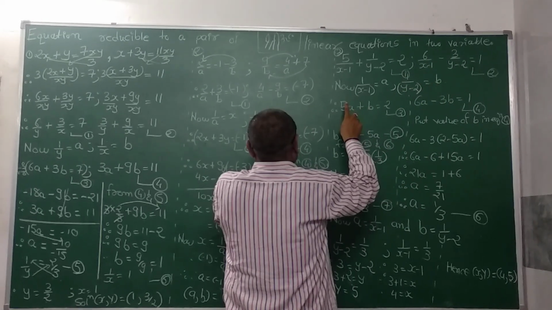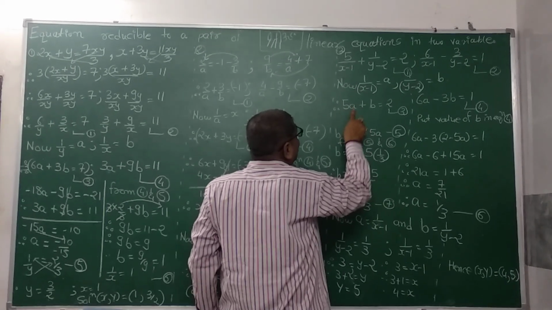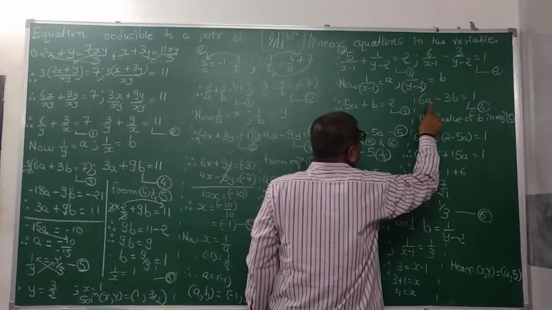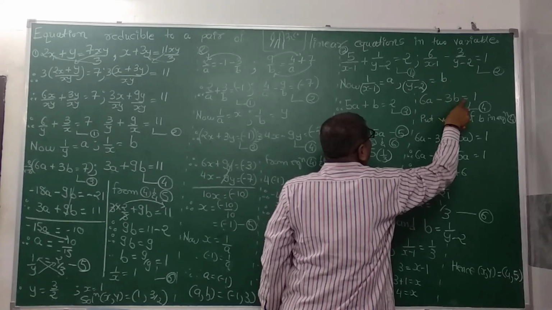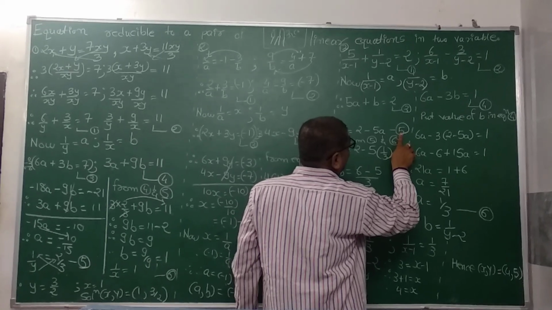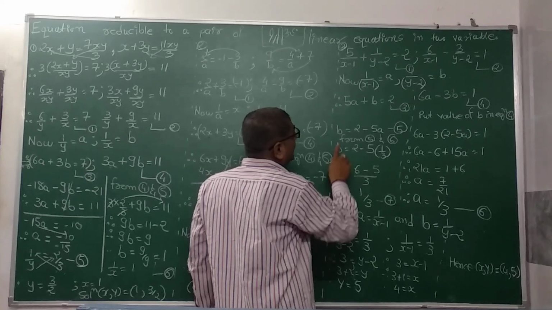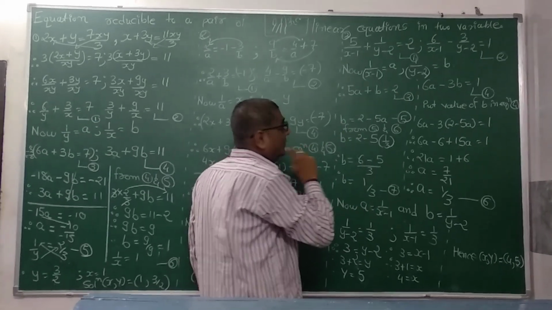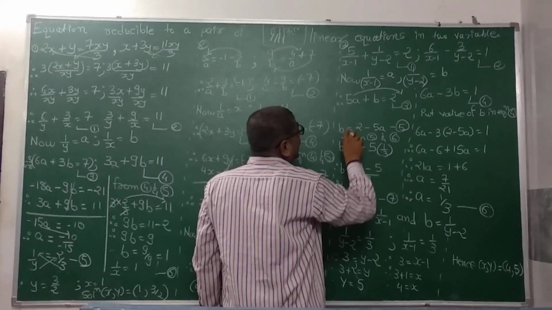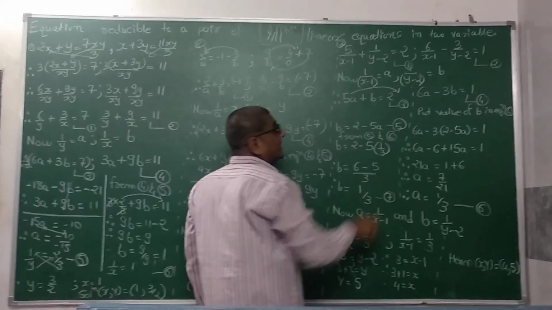So due to that, equation 1 becomes 5a plus, here nothing, that's why b is equal to 2, and here 6a minus 3b is equal to 1. Again that is equation number 3 and 4. Now what we have to do? Substitute the value. So by this we take this, so b is equal to 2 minus 5a.